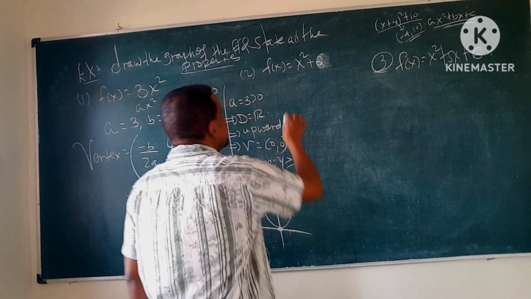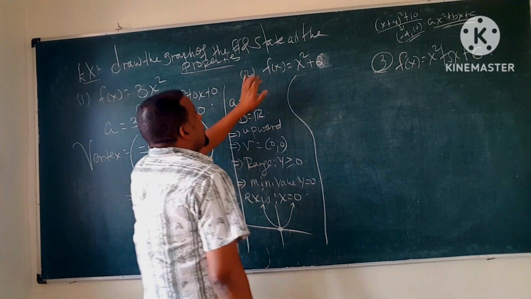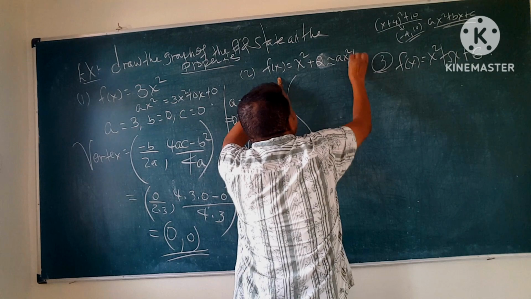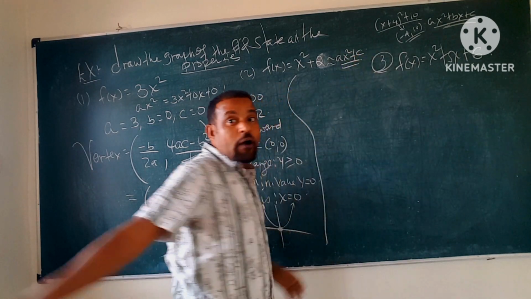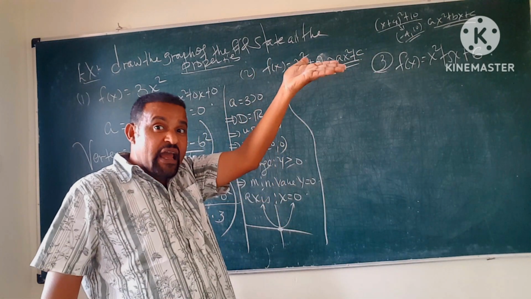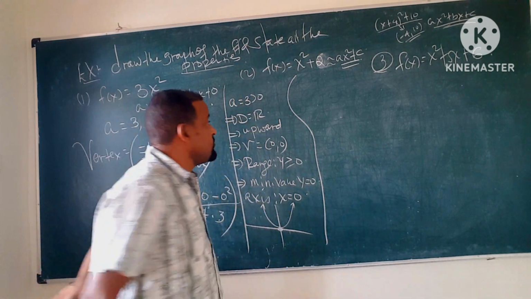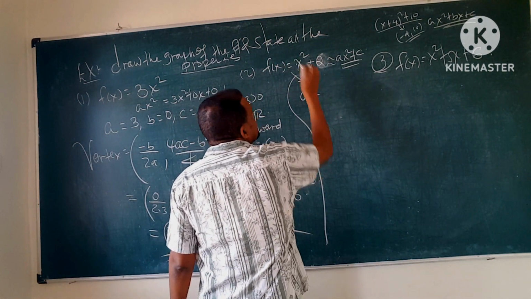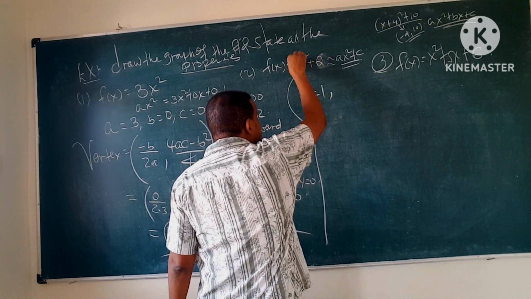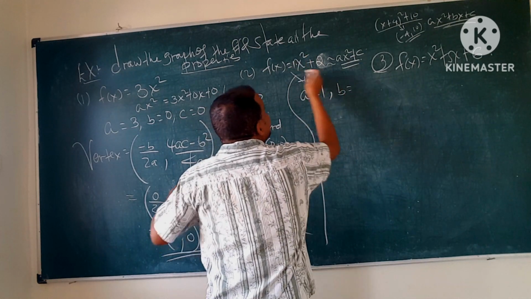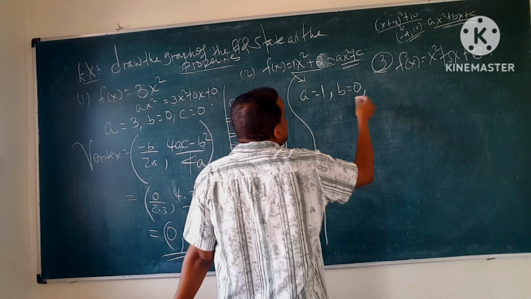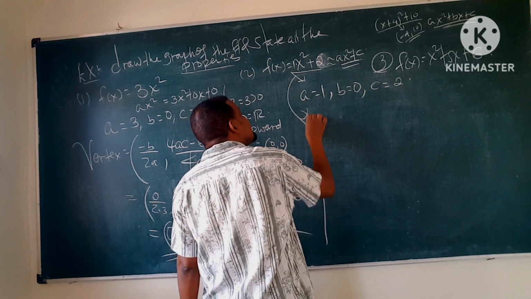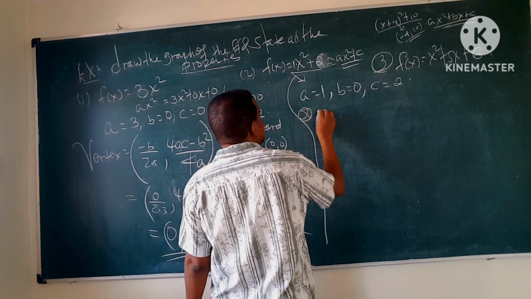For the second one, look. Which case does this relate to? It relates to ax squared plus c. Notice this. Now remember, what is the vertex there? It is (0, c). Now here, what is a? a is 1, the coefficient of x squared. There is no b, and if there is no b then it is 0. And our c is 2. So the first task is to find the vertex.